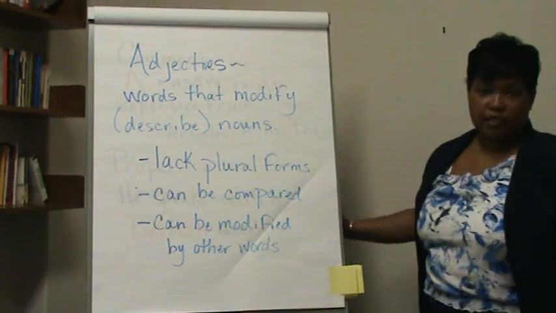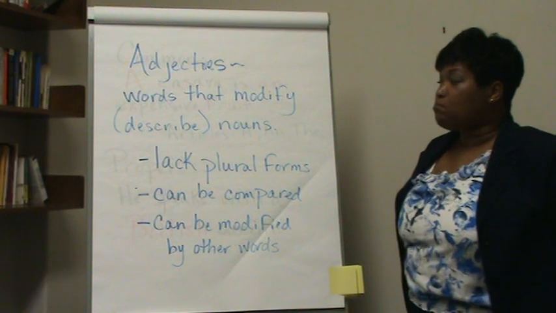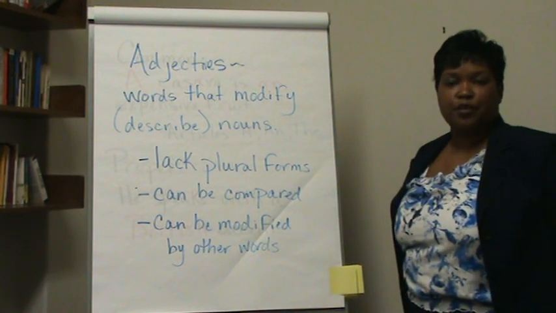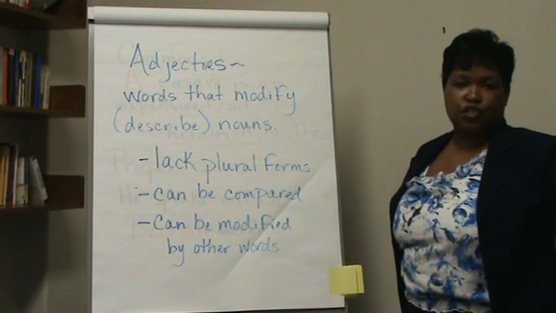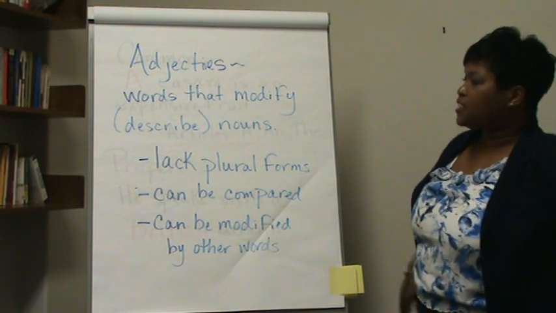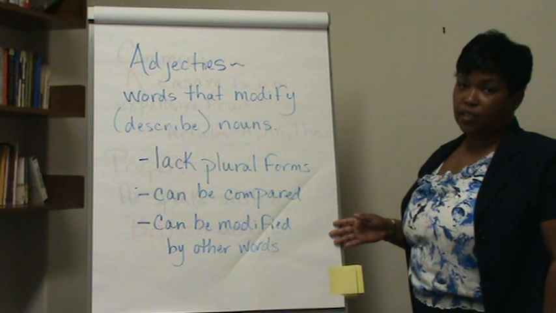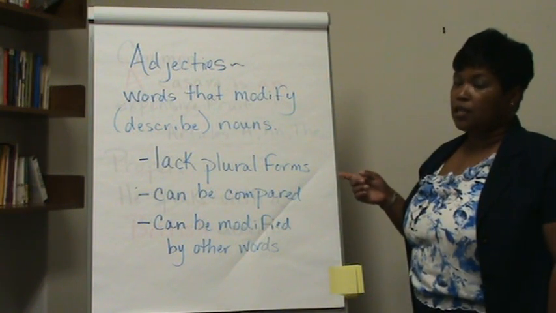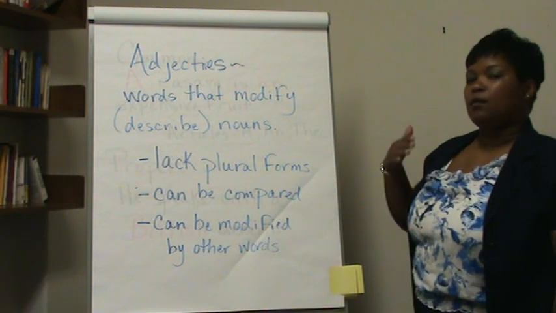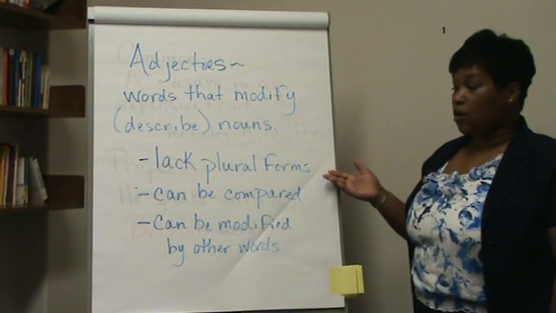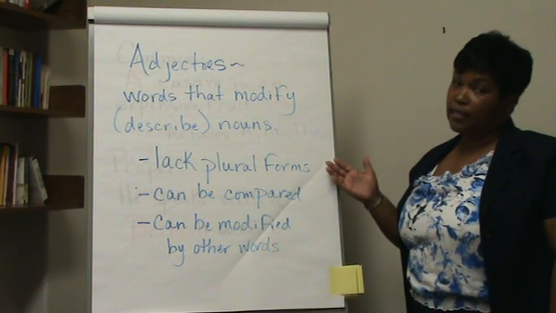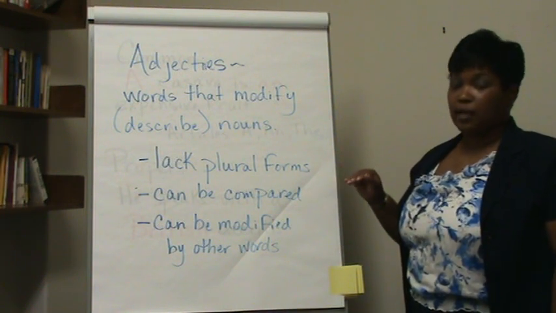Let's begin first with our definition. Adjectives are words that modify or describe nouns. So you'll see things like pretty girl, tall boy, ugly shoe. Okay? But adjectives themselves have certain qualities that you want to remember. One of which is that they lack plural forms, meaning there's no way to make them multiples. Okay, so if you're describing one or several things, it doesn't matter. If you use the same adjective, it will have the same form.